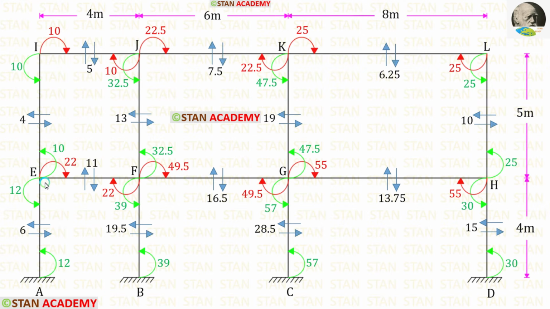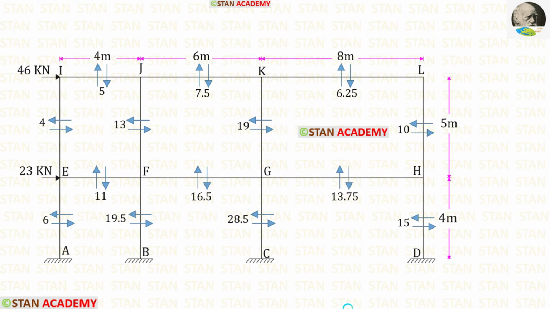Now let us take the member AE. Here we have to add these two moments, so 12 plus 12, and then we have to divide by the length 4. When we do that, we will get 6. In a similar way, we can find the shear forces in the remaining members. We have calculated all of the shear forces.